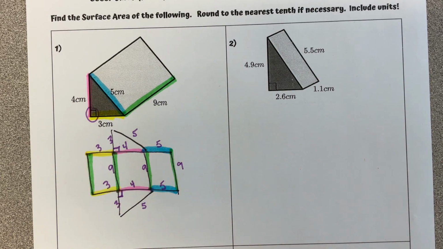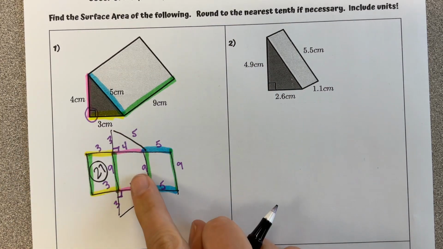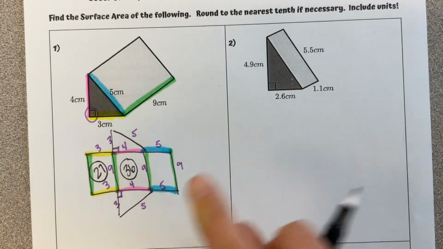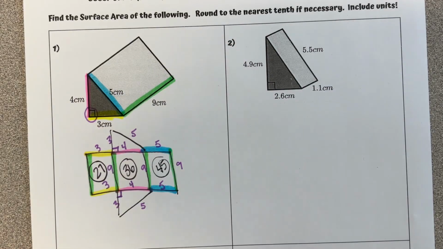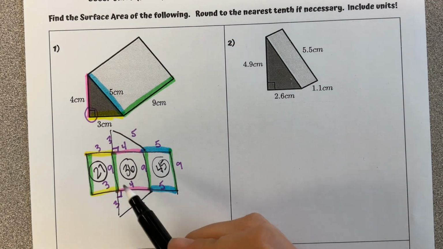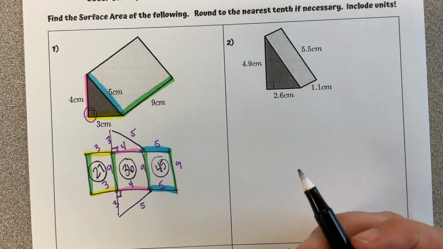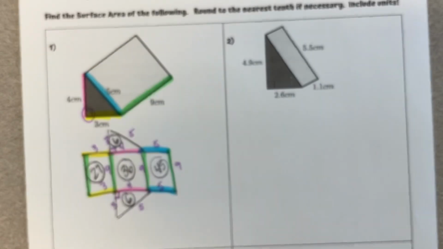So now we can go and find the area of each of these. We've got our first rectangle, which is 3 times 9. That gives me an area of 27. Our next rectangle is a 4 times 9, or 36. Our last rectangle is 5 times 9, or 45. Now for our triangle, we do base times height divided by 2. So base of 4 times height of 3 is 12. 12 divided by 2 is 6. And those triangles are the same, so they're both 6.